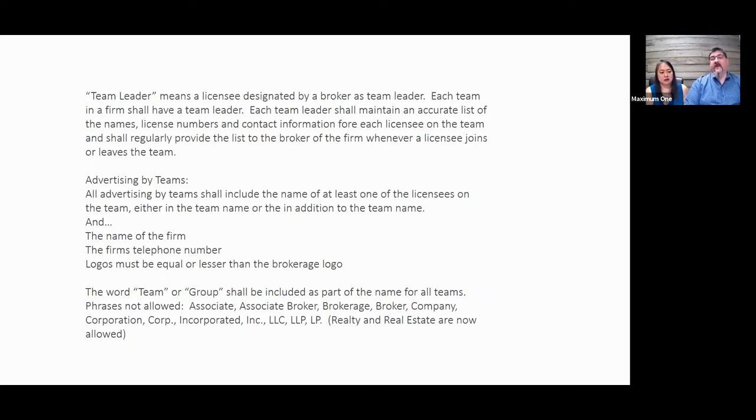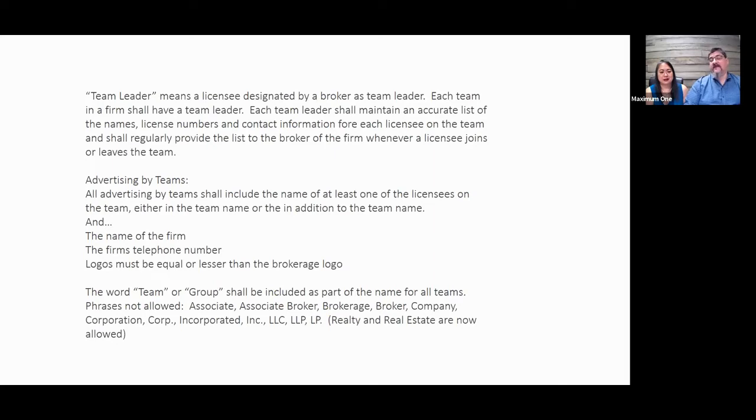Now, there are some phrases that are not allowed. Associate broker. This is a big one, because I know so many agents, a lot of you have put associate broker on your business license, so that is going away. Yep. Broker, brokerage company, corporation, corp, incorporated, LLC, Inc., LLP, LP. Yeah. But now here's the good part, is that they have decided to roll back.